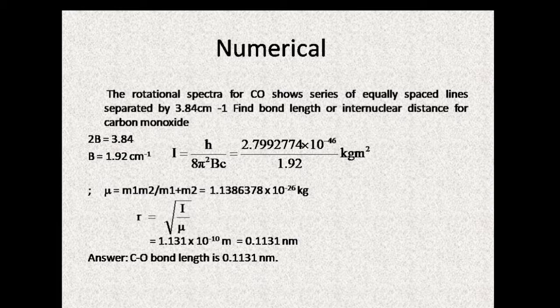So put this value of B in I is equal to h upon 8 pi square Bc. As you know, B is equal to h upon 8 pi square Ic is the equation for rotational constant. So shift I towards the left hand side and B towards the right hand side. So you get I is equal to h upon 8 pi square Bc. So put the value of this B in this expression, you get the value of I.